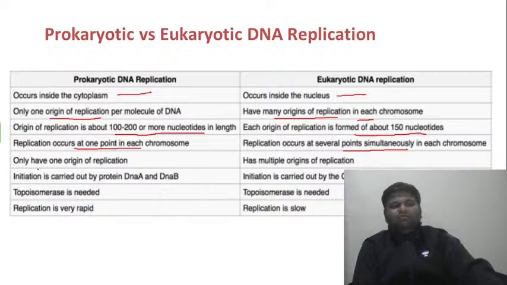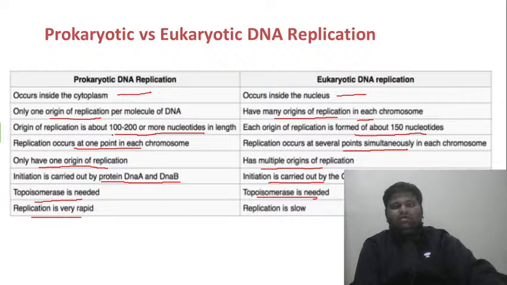Prokaryotic DNA replication has only one origin of replication, whereas eukaryotic DNA replication has multiple origins of replication. In prokaryotic DNA replication, the initiation is carried out by proteins DNA A and DNA B, whereas in eukaryotic DNA replication, the initiation is carried out by the origin recognition complex. Topoisomerase is needed in both cases, and replication is very rapid in prokaryotes and slow in eukaryotes.